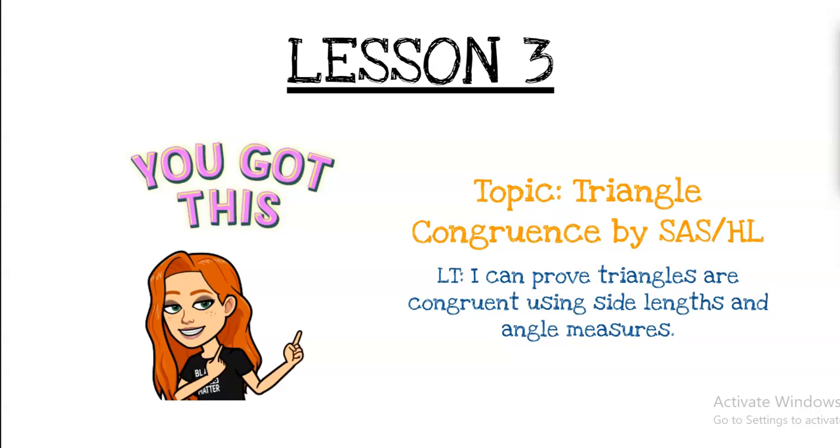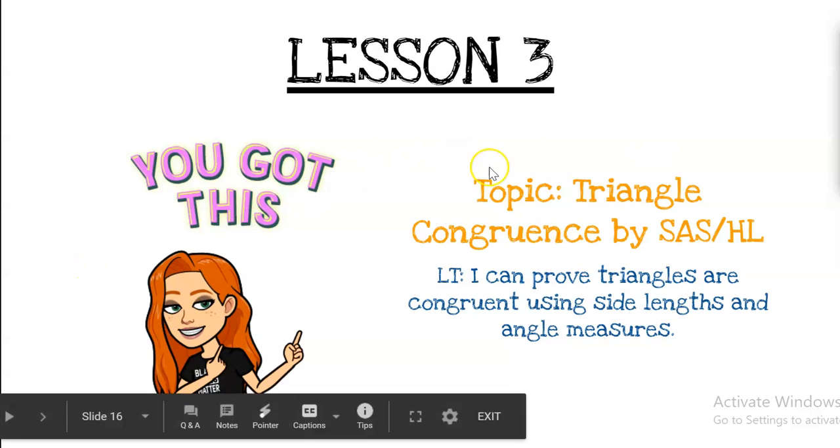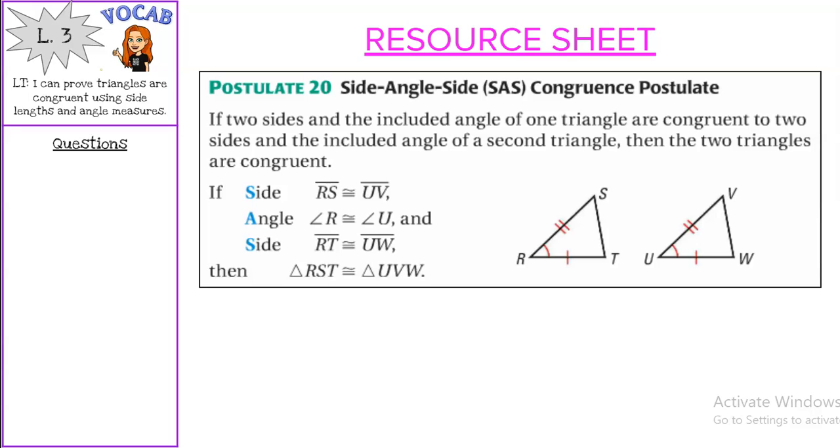Lesson 3, topic: triangle congruence by side-angle-side and hypotenuse-leg. Learning target: I can prove triangles are congruent using side lengths and angle measures. First, we're going to talk about the side-angle-side congruence postulate, which is abbreviated SAS.